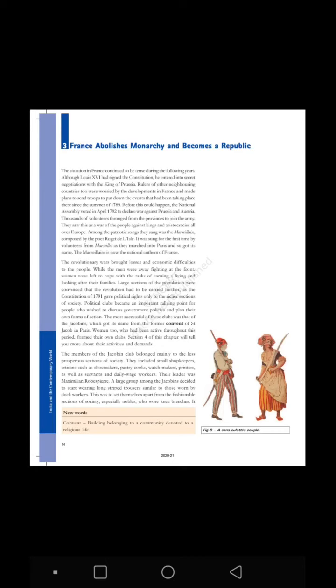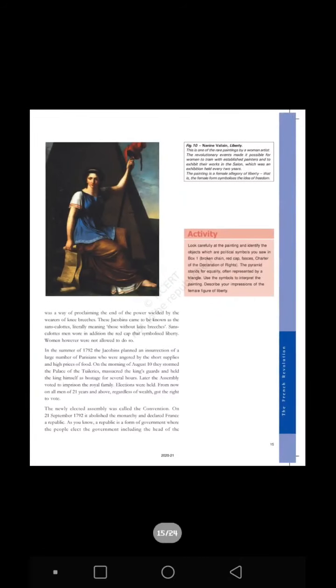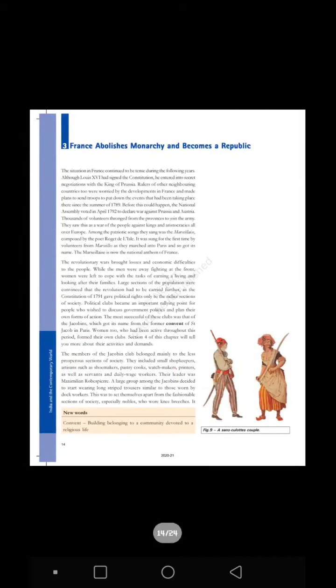A large group among the Jacobins decided to start wearing long striped trousers similar to those worn by dock workers. This was to set themselves apart from the fashionable section of society, especially nobles who wore knee breeches. It was a way of proclaiming the end of the power wielded by the wearers of knee breeches. Take a look at figure 9, a sans-culottes couple. New words: Convent. Building belonging to a community devoted to a religious life.